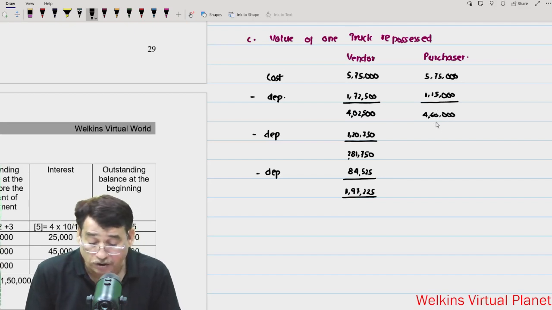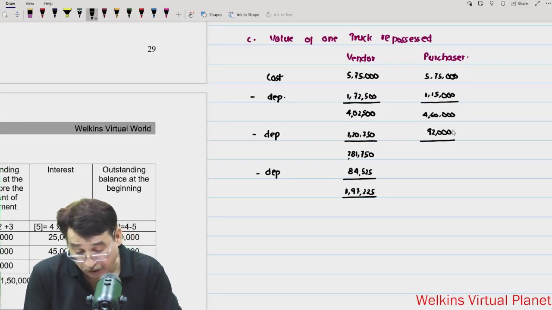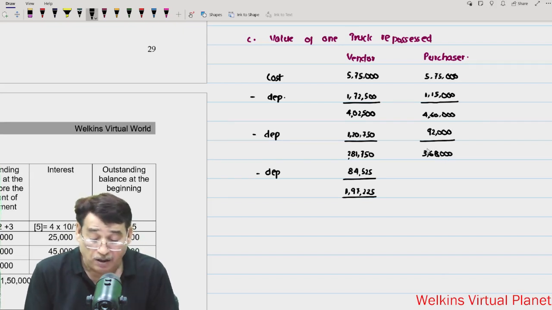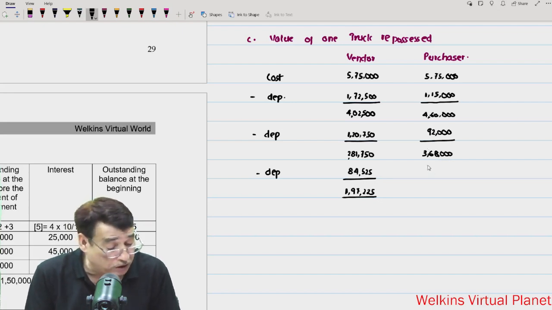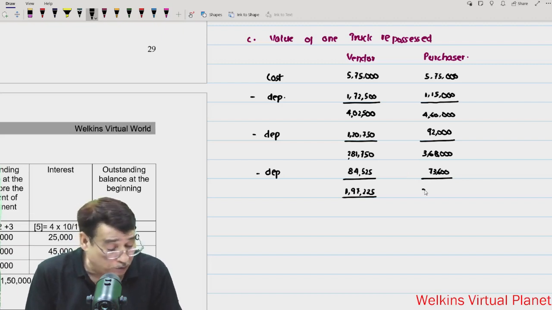92,000 will be depreciation for the next year. Now, you subtract 92,000 from 4,60,000. You will get 3,68,000. Now 3,68,000 into 20% will be equal to 73,600. So I compute 73,600. I will subtract 73,600 from this figure to get 2,94,400. Correct?